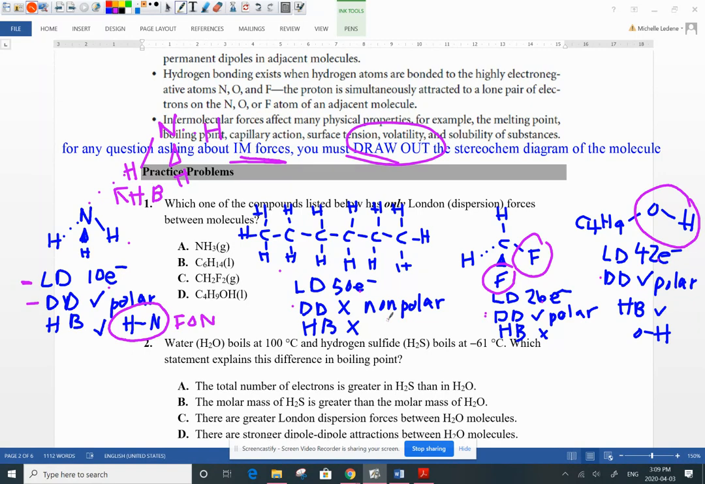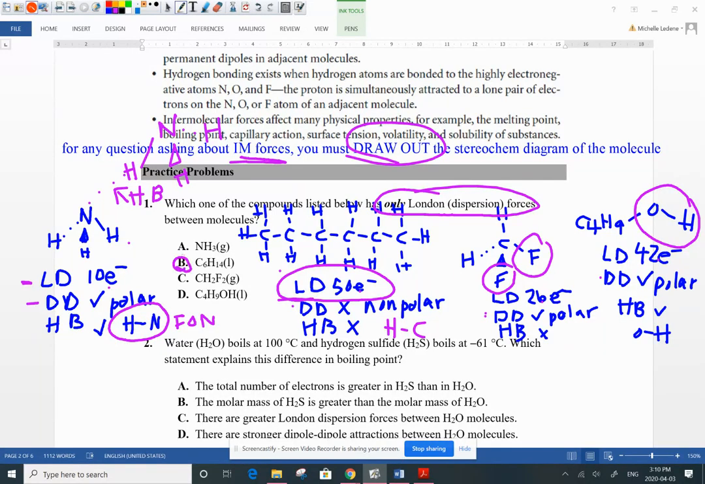This does not. This has a hydrogen bonded to carbon. That is not one of the atoms that gives us a hydrogen bond. This guy does not have a hydrogen bond. We have a C to an F, but there's no H to an F. And this has a hydrogen bond because there's an OH. So the question was asking which guy has only London forces. The guy that only has London forces was C6H14.